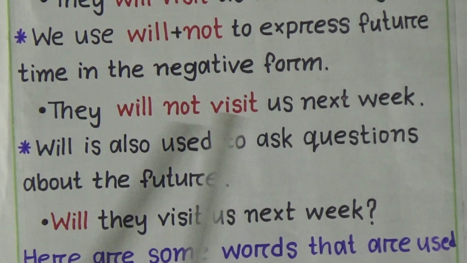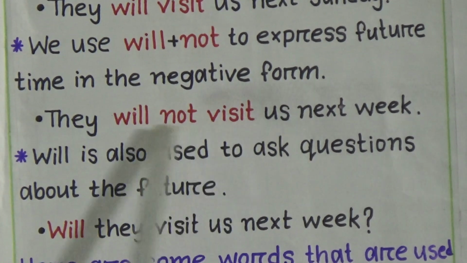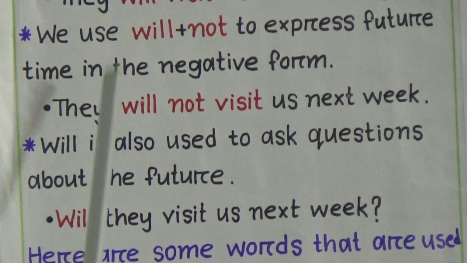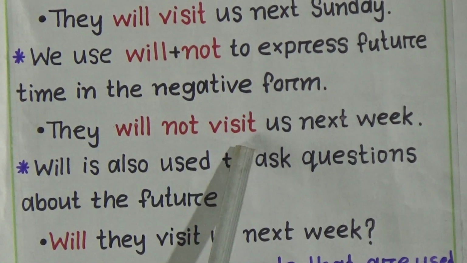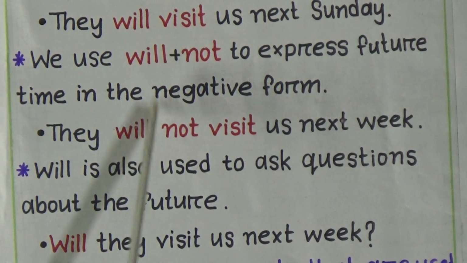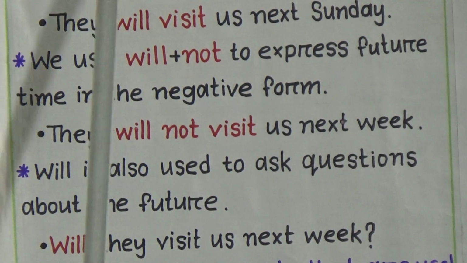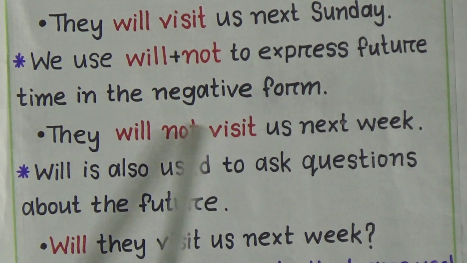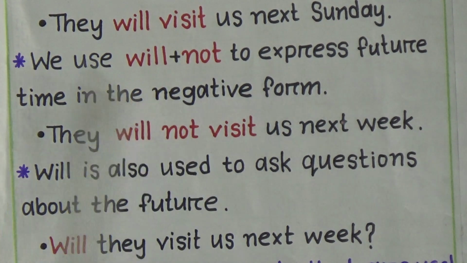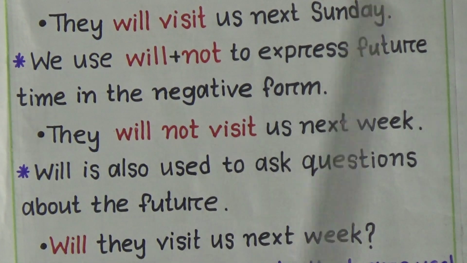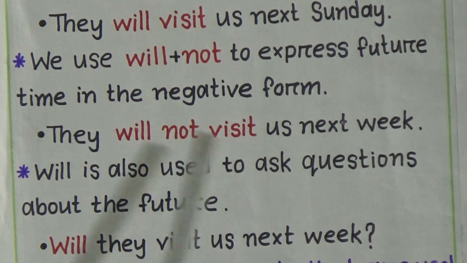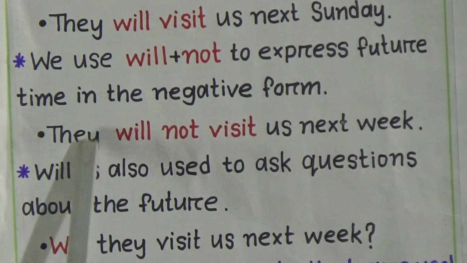So look here, will not visit. It's a negative statement. So here we use will not visit. That means will and visit according to the first rule, and in the middle we use not. We know that after will we have to use the base form. This is the normal rule, and the exception is that we have to use not in the middle.